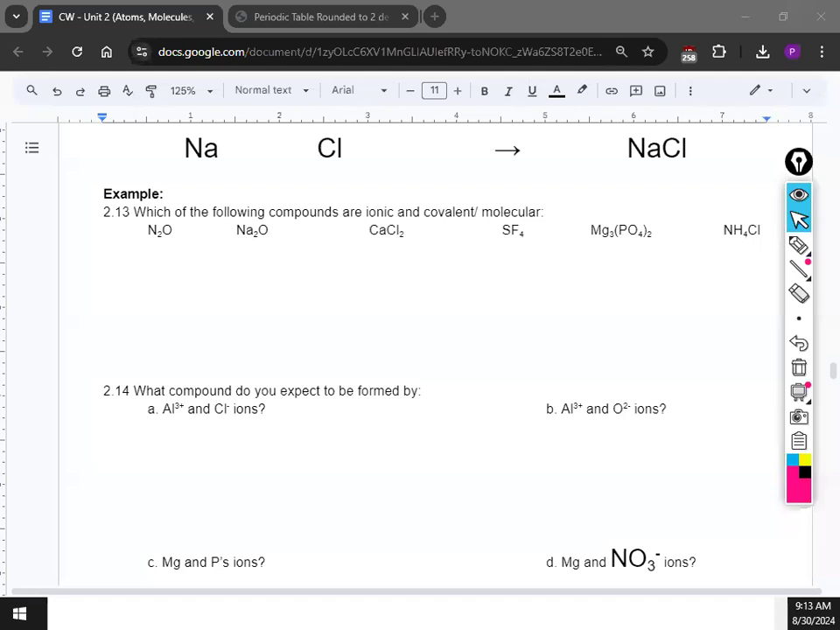All right, so the first one, N2O. If you guys notice, nitrogen and oxygen are both nonmetals, right? So this is going to be covalent. Okay, yes.